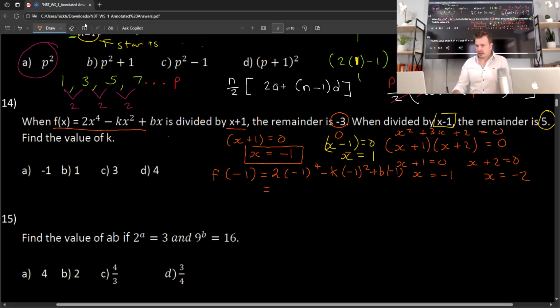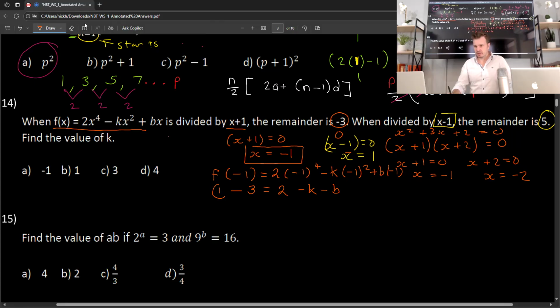All right, so this becomes 2. This becomes negative k. And this becomes negative b. Okay, and what they told us is the remainder is -3. So when we sub that in, it'd be equal to -3. All right, so that is our first equation.